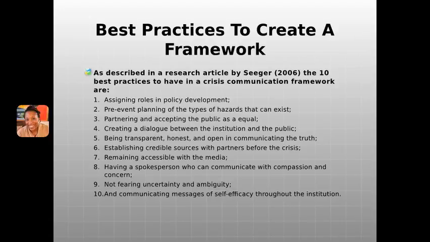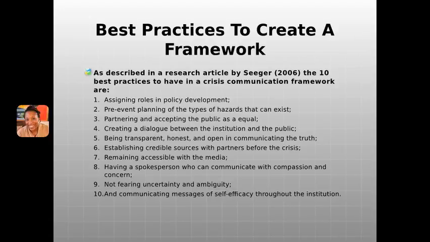Third, do not fear the public. Your goal is to communicate and reassure them, so treat them as an equal. Fourth, as an equal, establish a dialogue between the institution and the public. This means opening up all lines of communication. Next, be transparent. If you're at fault, say so with a course of action to remedy the situation. If you're not at fault, say that as well.